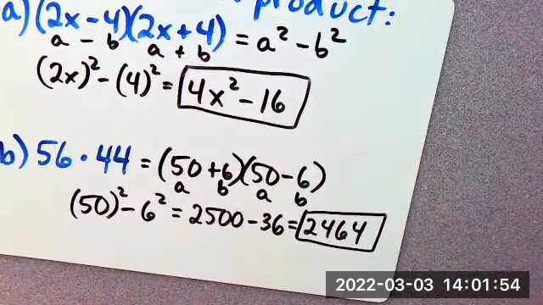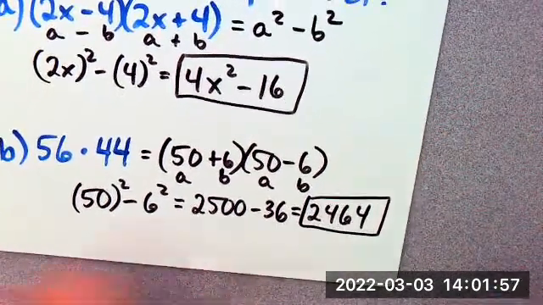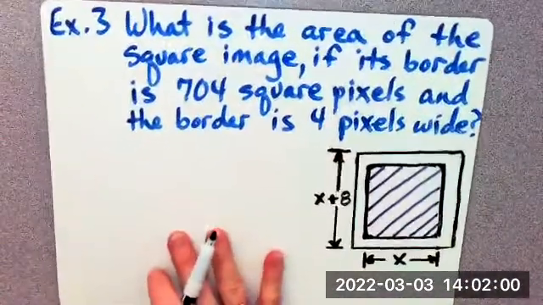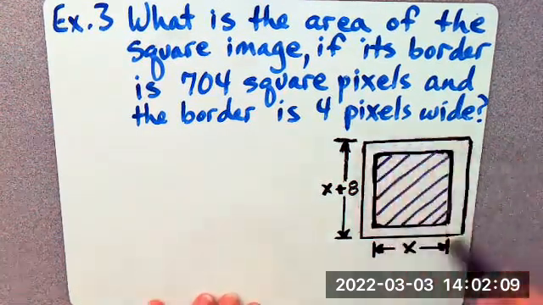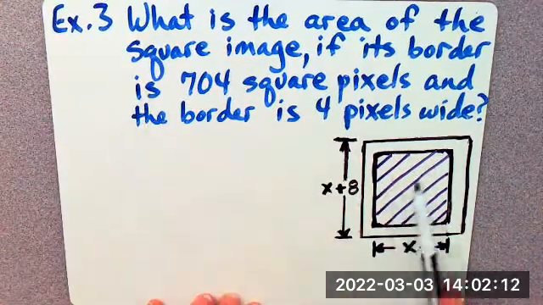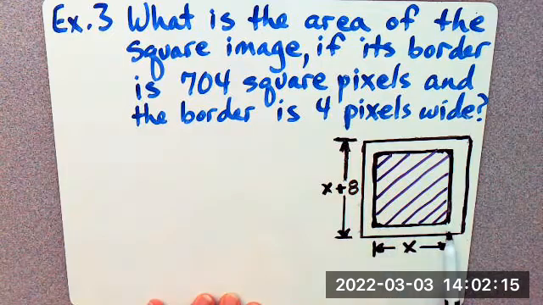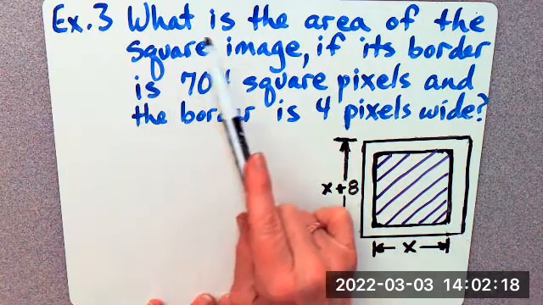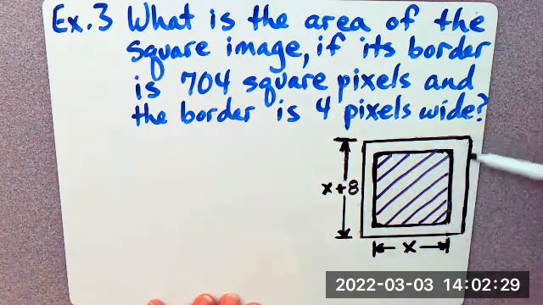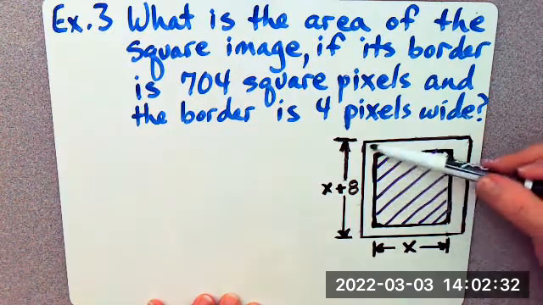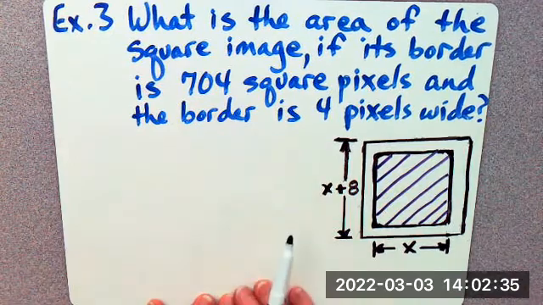Now let's do this last one here. We have an example of a pixel area with a border. Okay, so we want to find this area right here. So we need to know what x is, and then we're going to square it. What's the area of the square image if the border is 704 square pixels and the border is 4 inches wide? So this border between the image and the outside is 704 square pixels.